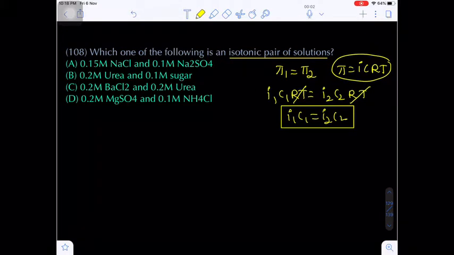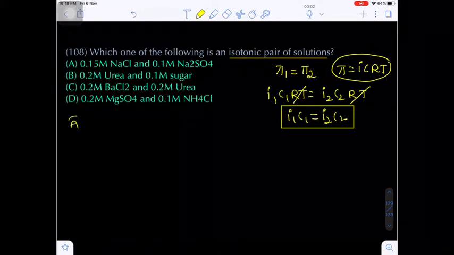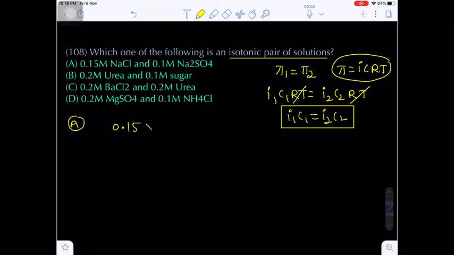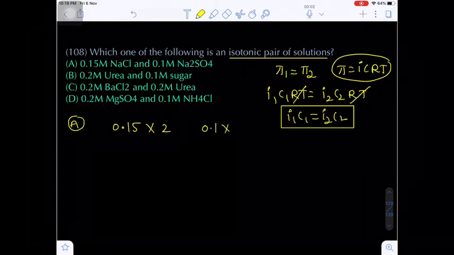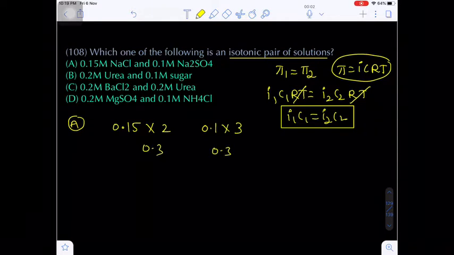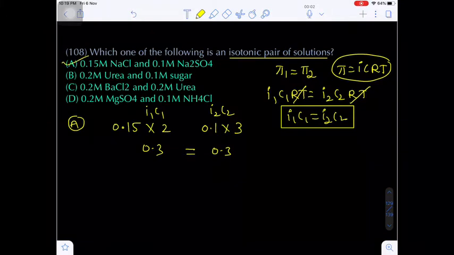Isotonic solutions. Let's see the first option. In the first option, what is the concentration given? 0.15 molar NaCl, van't Hoff factor will be 2. And on the right hand side, 0.1 molar Na2SO4, van't Hoff factor will be 3. Now this will be 0.3 and this will also be 0.3. That means i1 C1 and i2 C2 will be equal here. That means the first option will be the pair of isotonic solutions.